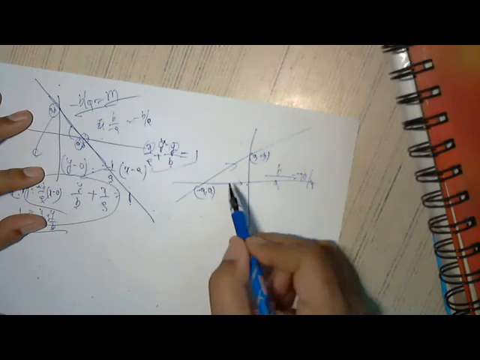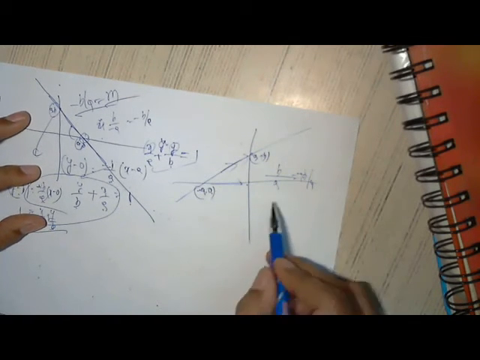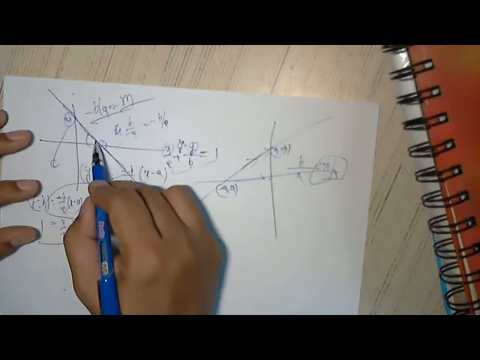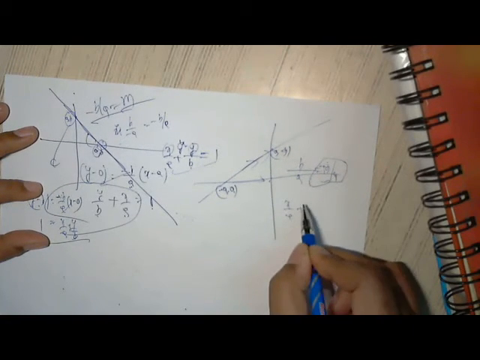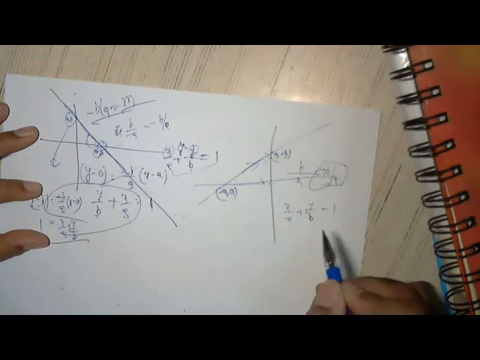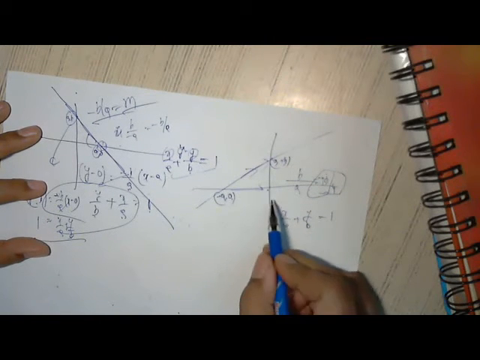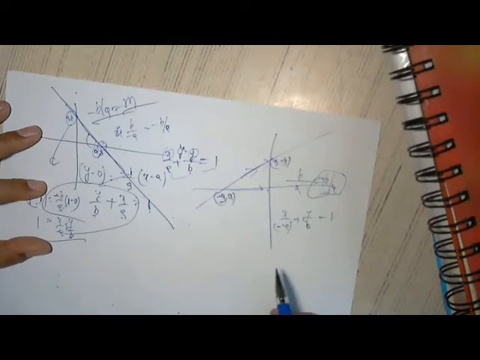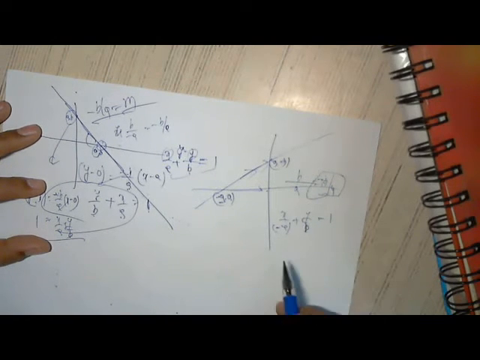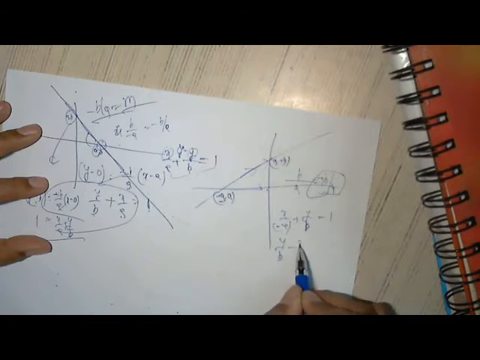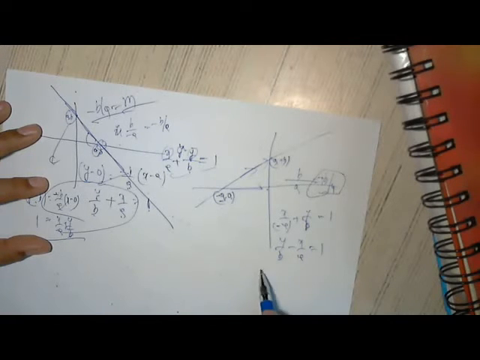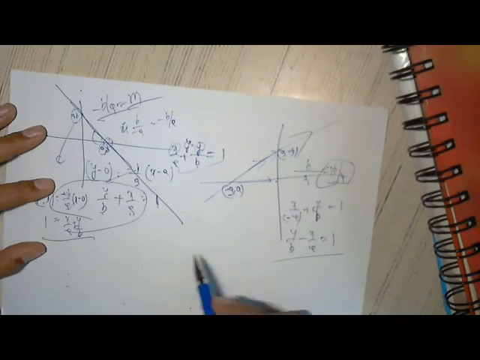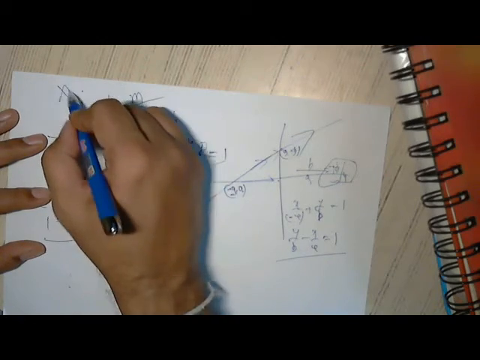So as x increases, y increases. So slope is positive here. Here slope is negative. Same equation, x by a plus y by b is equal to 1. Here in place of a, what am I getting? Minus a. And y by plus b. So you can say y by b minus x by a is equal to 1 is the positive slope case, and this one is the negative slope case.